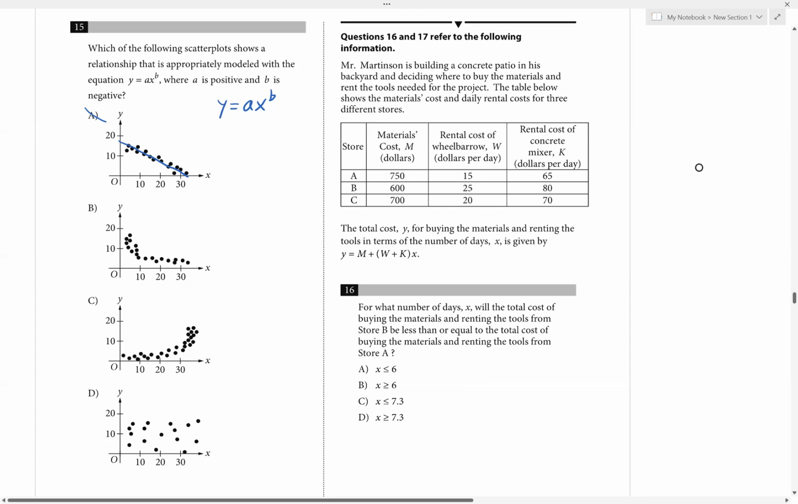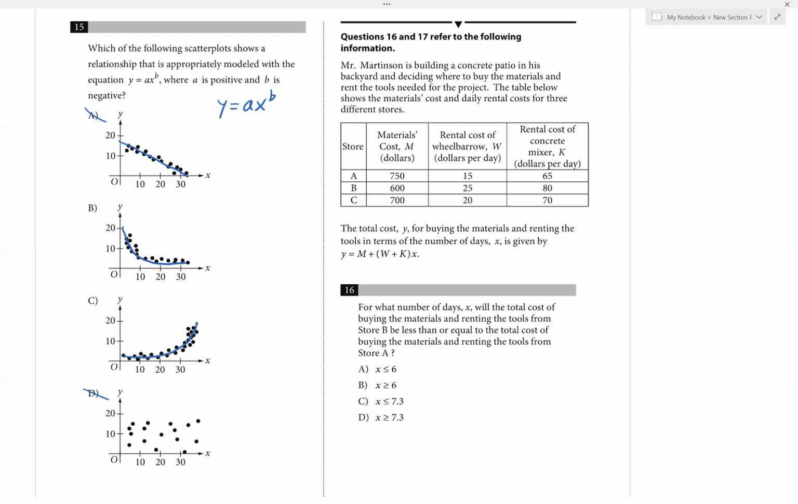So what we can do now is also eliminate D. Look at D, these dots are all over the place. There's no particular relationship, so it's not going to work. So we're left with B and C. Those two could be possible because they both give us some kind of curve. This one curves down like that, and C curves upward like that. But which one is it?